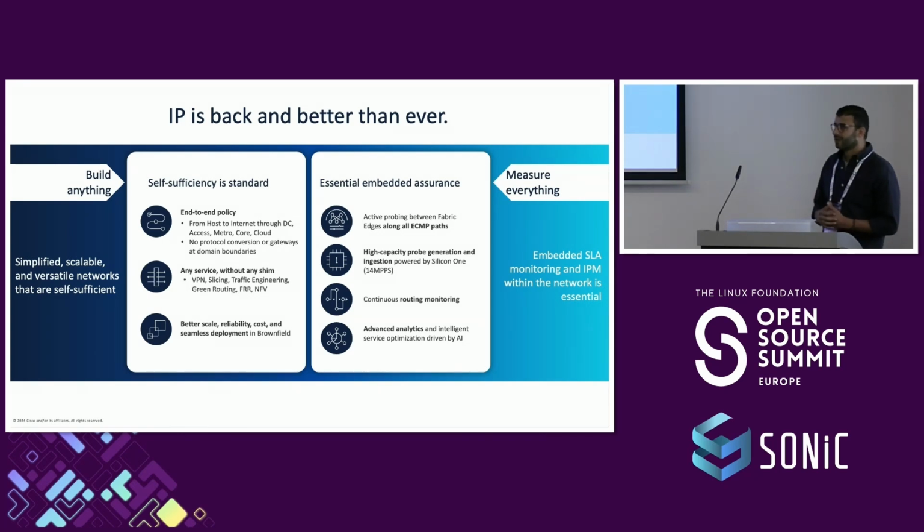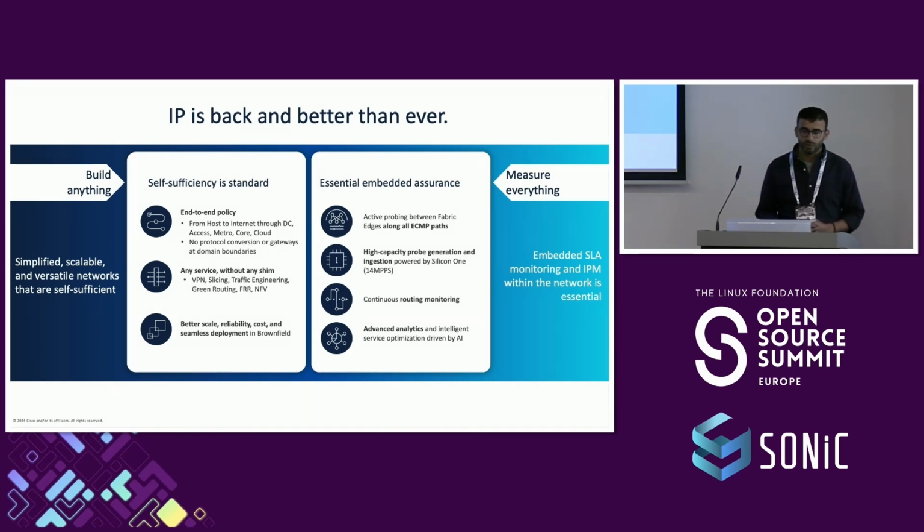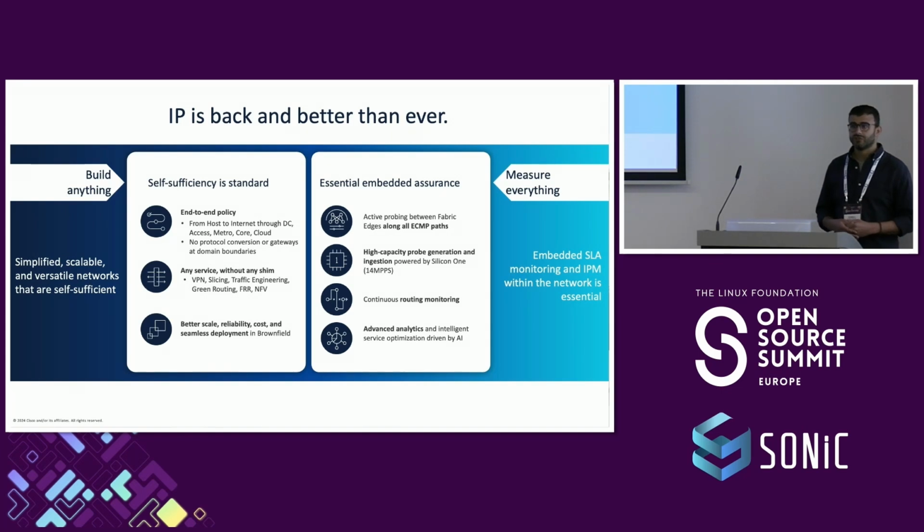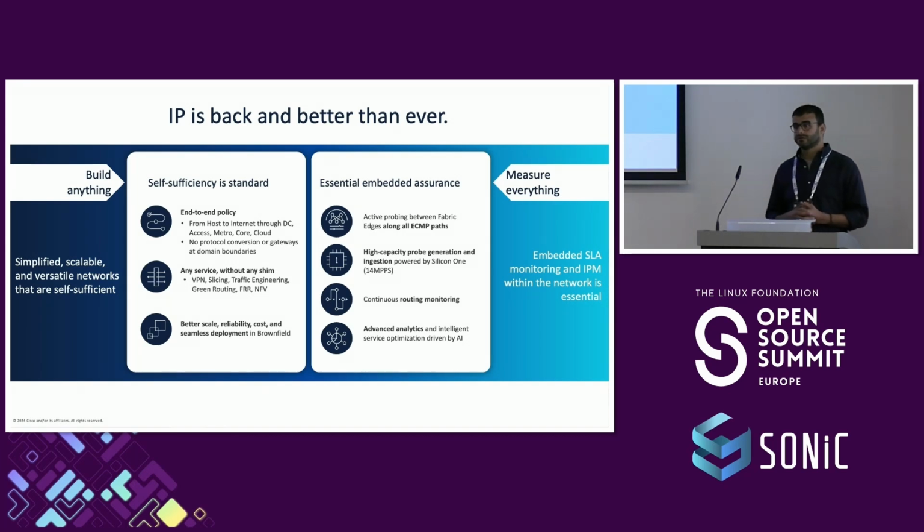But the problem is that over the last years, the industry has defined a lot of shim layers on top of the IP protocol. We defined MPLS in the transport to deliver services like VPN and traffic engineering. We defined VXLAN in the data center to do data center networking. We defined NSH in the NFV domain to deliver NFV networking. And everyone was convinced that the IP protocol cannot deliver all of these services by itself. It needs a shim layer.